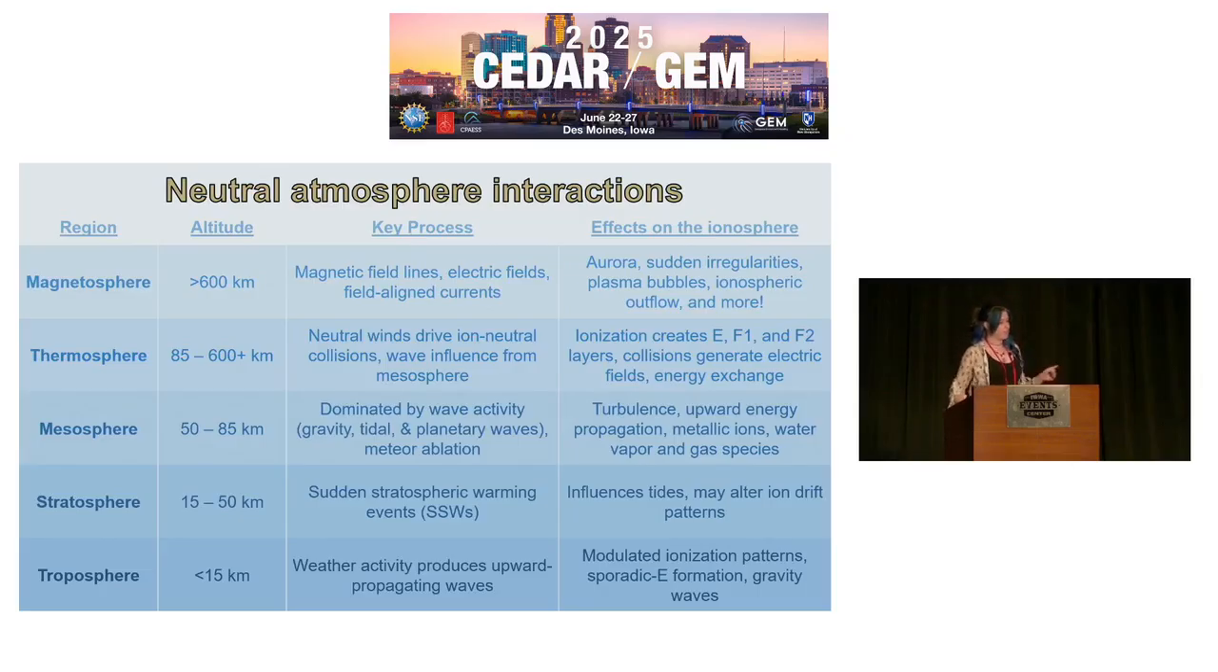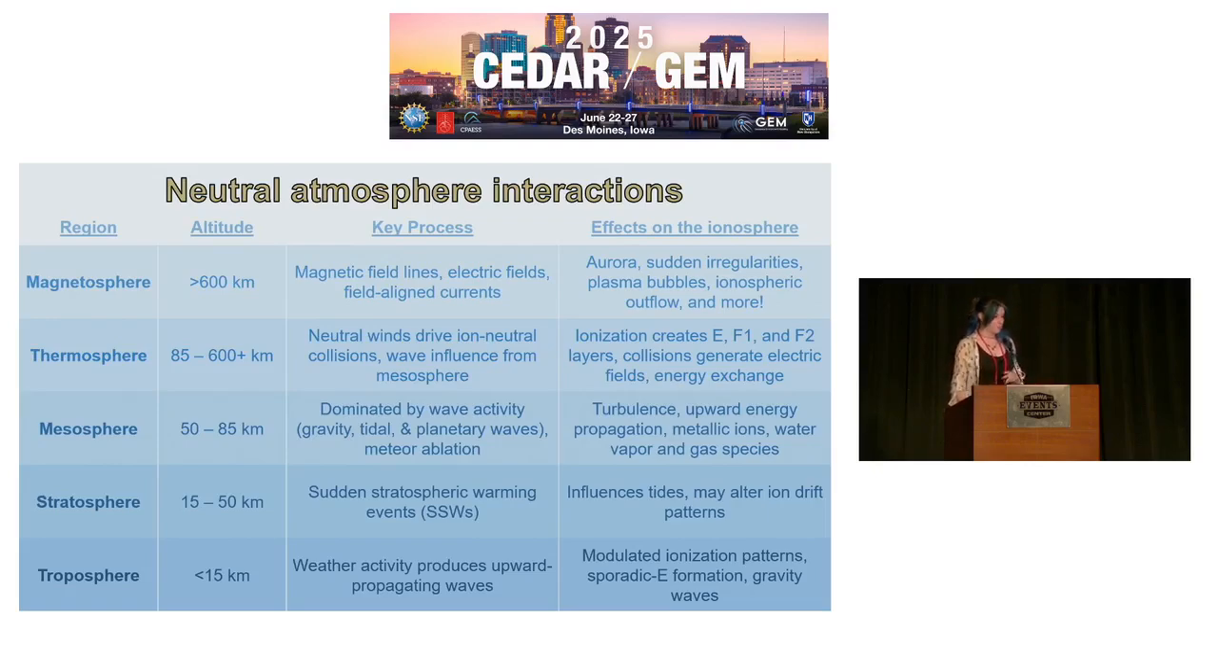In the mesosphere, near the bottom by the D region, we've got wave activity and meteor ablation, creating turbulence and upward energy and metallic ions, really giving all those constituents into the D region. In the thermosphere, a big layer, this is where we've got the E region, the F1, and the F2 from the sun ionizing the thermospheric layers.